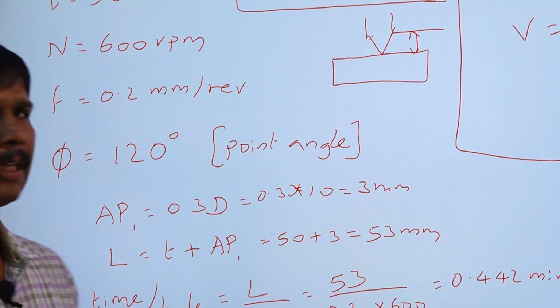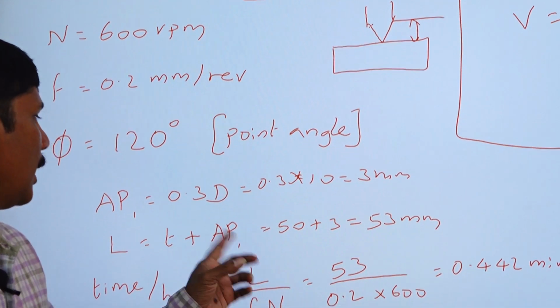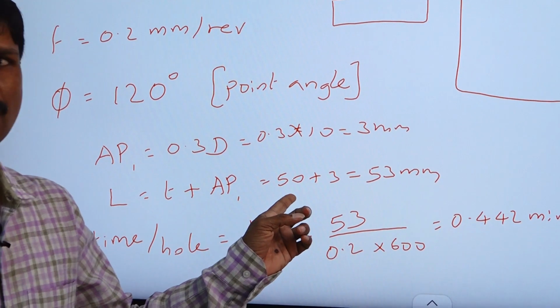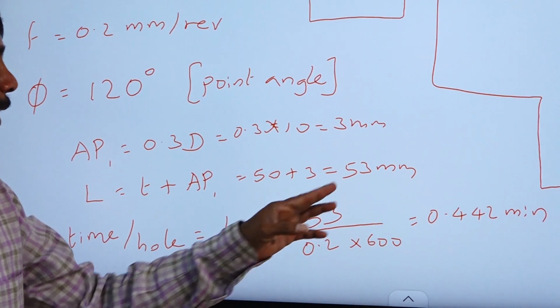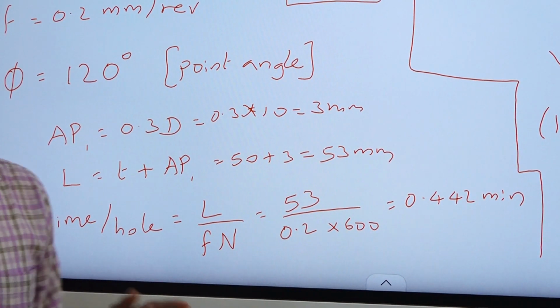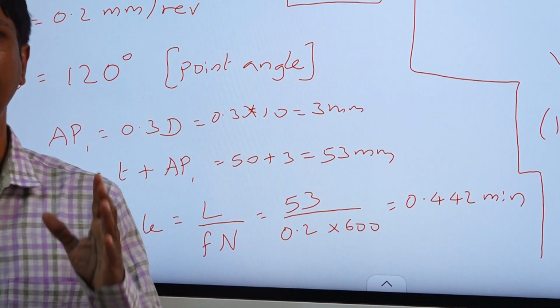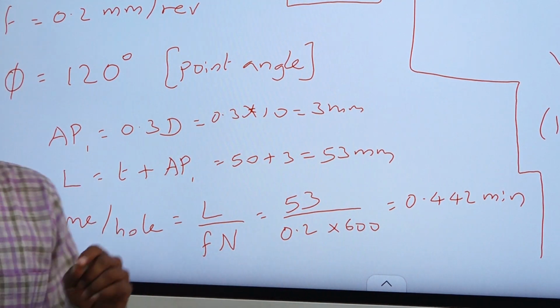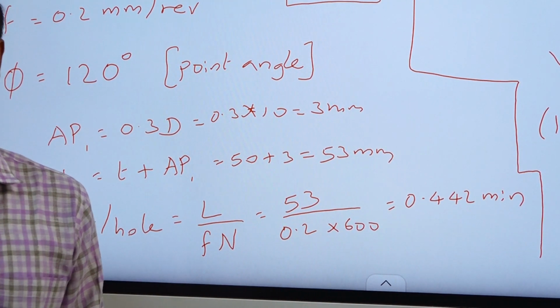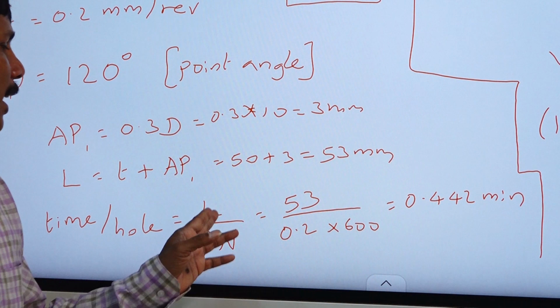So, the total depth can be calculated as thickness plus approach. Thickness is 50 and the approach is 53 mm. So, first of all we are going to find out the time per hole. To cut one hole, what is the time required? It is L by F into N.